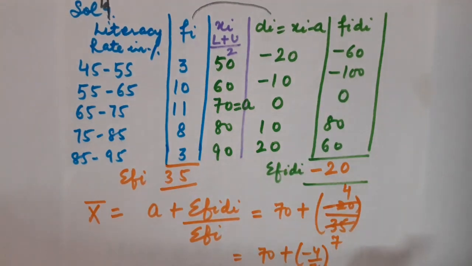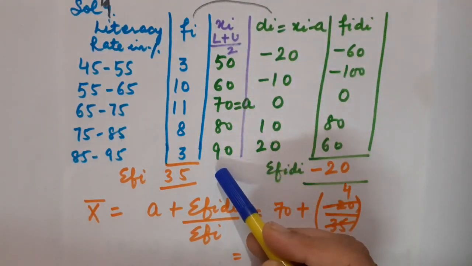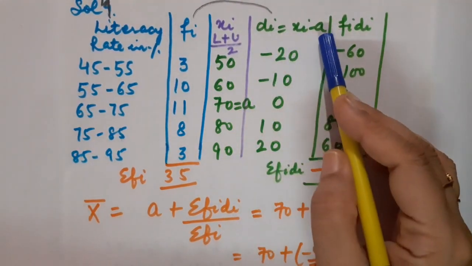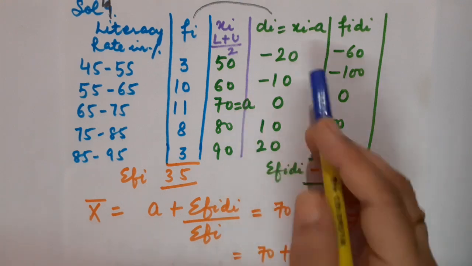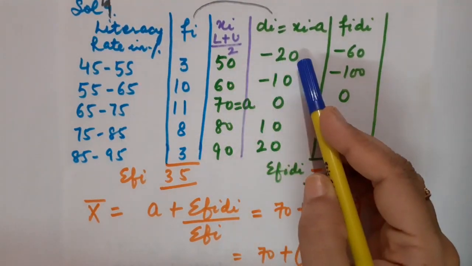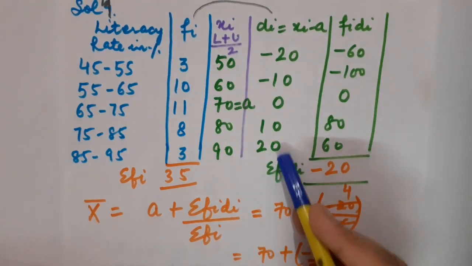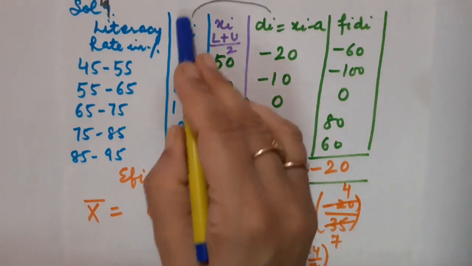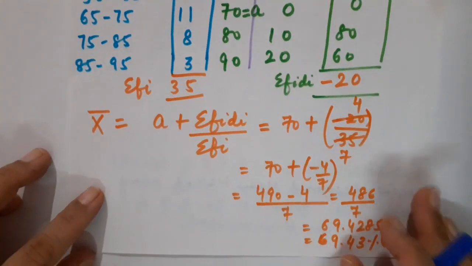Children, you are aware of this method. First of all, I have calculated xi. Then di is xi minus a, where a is 70, which I have assumed as the assumed mean value. Fine. So I calculated xi minus a, that is 50 minus 70 gives me minus 20. 60 minus 70 is minus 10, then 0, 10, 20 in the same manner. Then I calculated fi into di. And here is the complete solution.